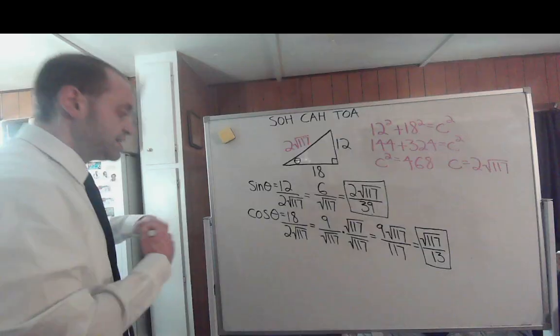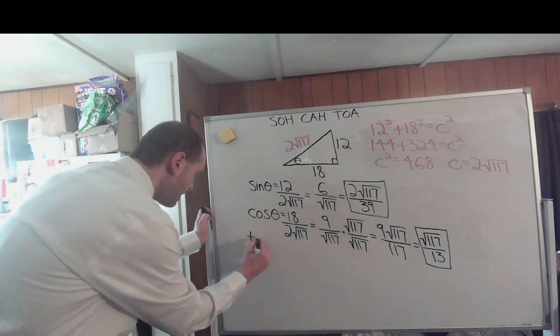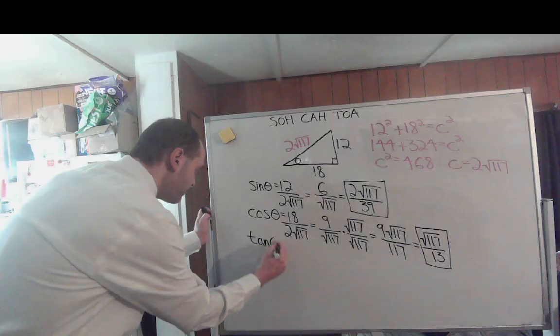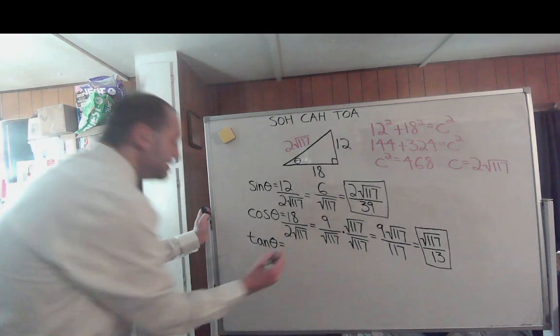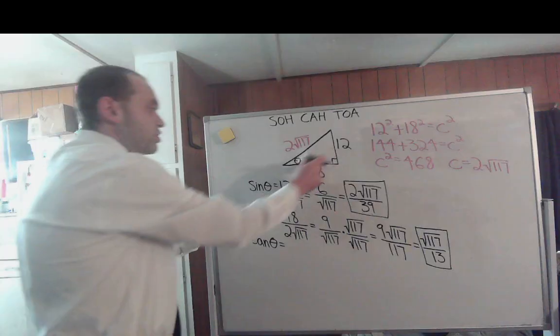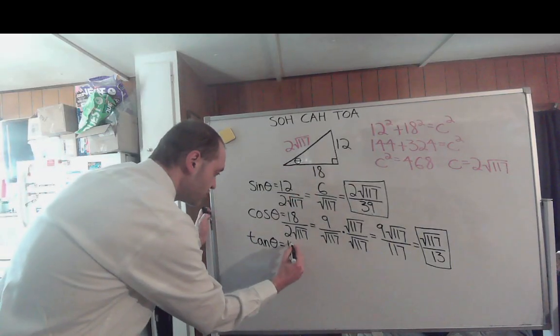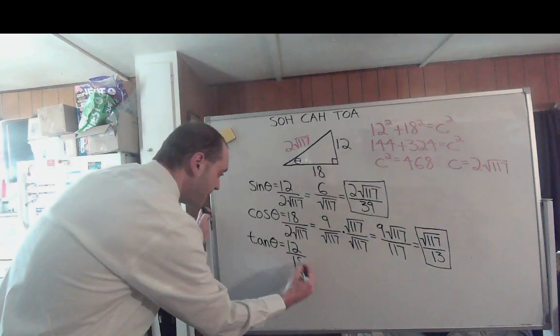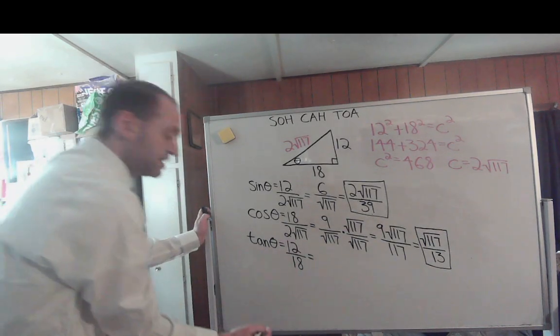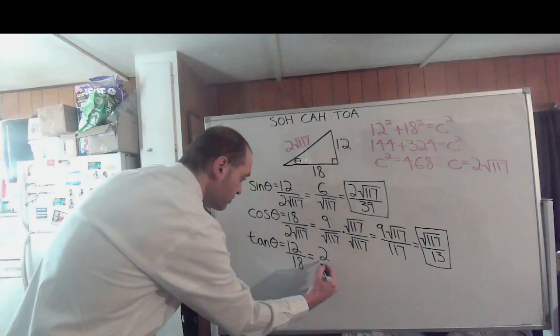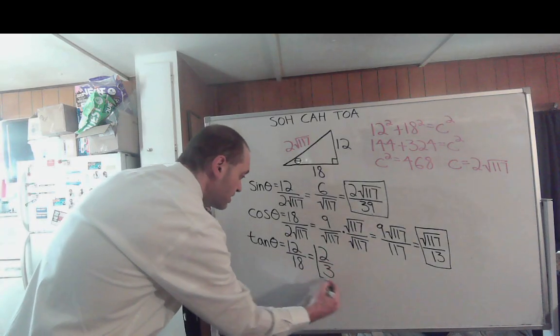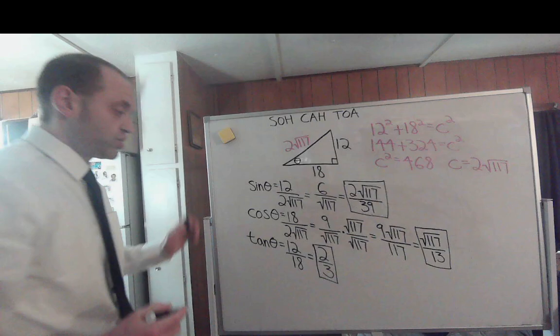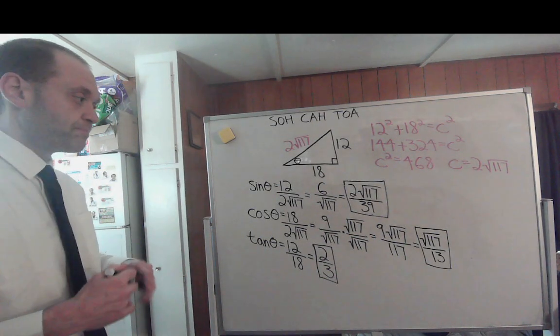Now we can find the tangent. The tangent of theta is equal to the opposite side over the adjacent side, so that'd be 12 over 18. Both divide by 6 evenly, which would end up giving you 2/3. So your tangent is actually going to be 2/3.